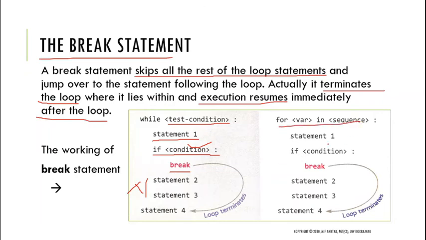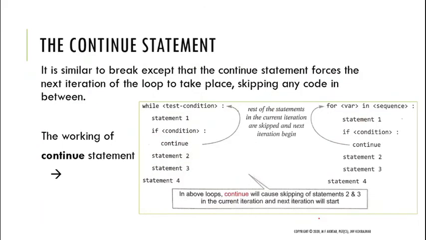Same here in the for loop, the break statement does the same task as it does in the while statement. It comes out of the loop wherever the break statement is executed, and it resumes execution after the loop statement. The continue statement is different. In some way it is similar, but it is different. The continue statement forces the next iteration of the loop to take place, skipping any code in between. It skips some code, same as the break statement, but it continues the execution from the next iteration of the loop.